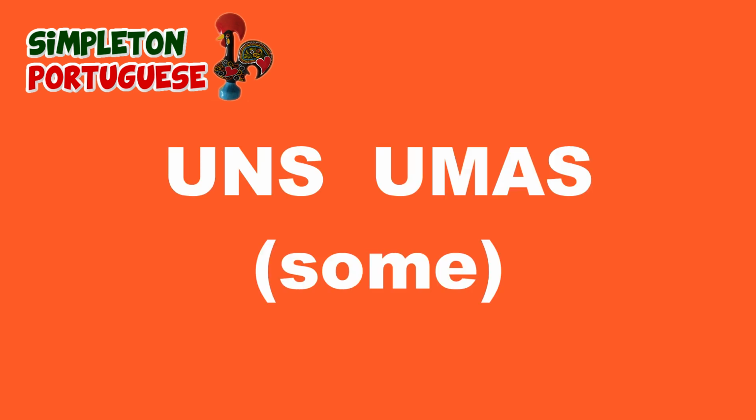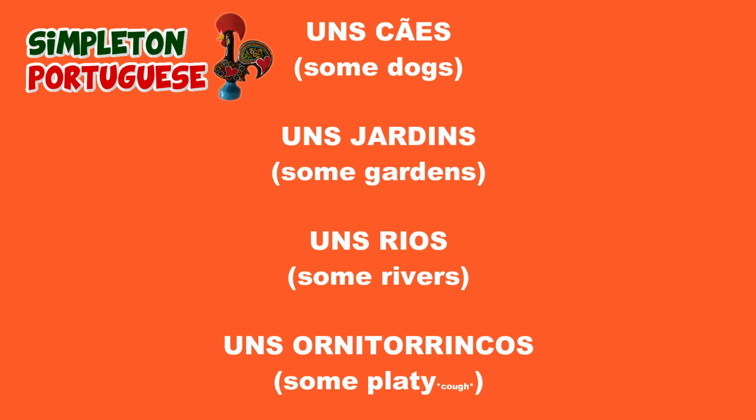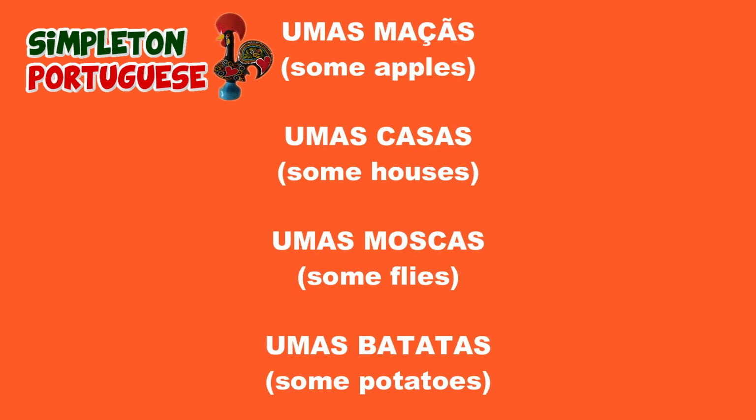The plural indefinite article, "uns" and "umas", is not as easy to translate into English. The closest equivalent would be "some", indicating an uncertain amount of something. Note that the plural of "um" is "uns", with the M replaced by an N. Uns cães, some dogs; uns jardins, some gardens; uns rios, some rivers; uns ornitorrincos, some platypuses. And the feminine form: umas maçãs, some apples; umas casas, some houses; umas moscas, some flies; umas batatas, some potatoes.